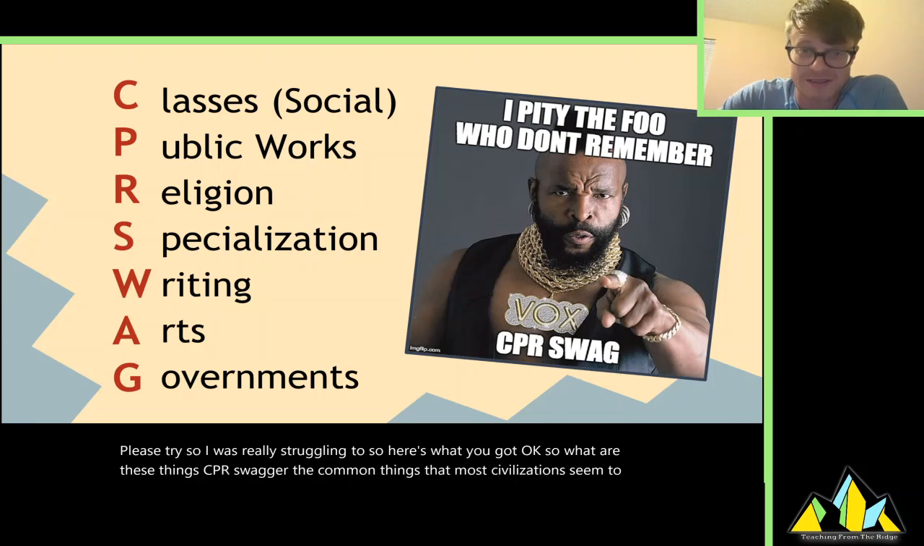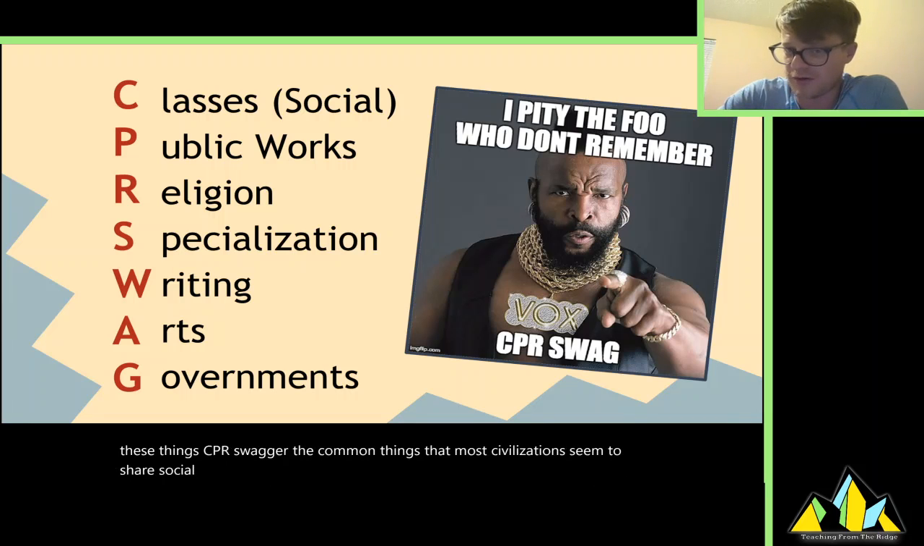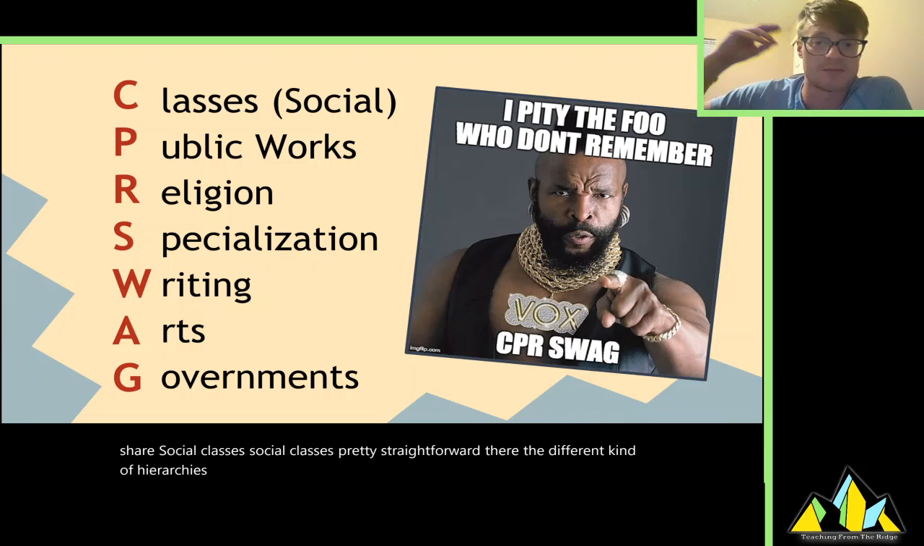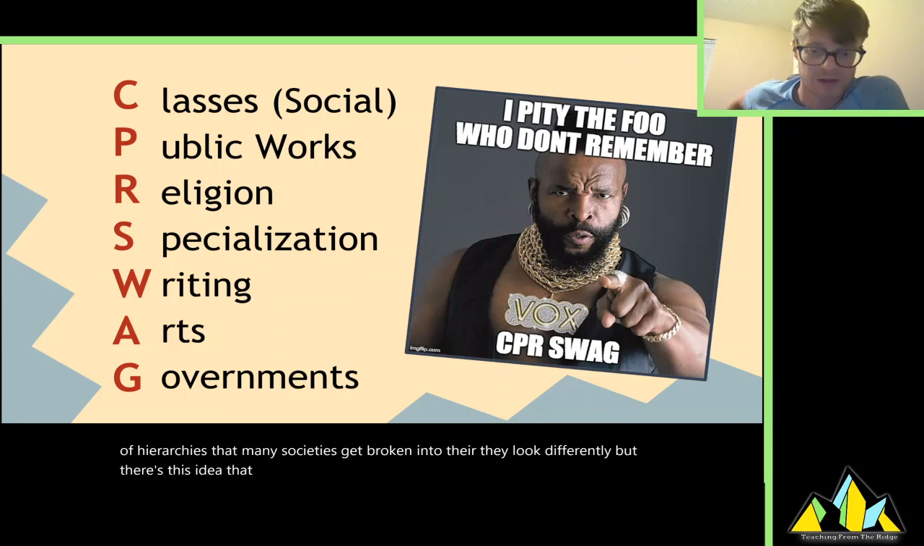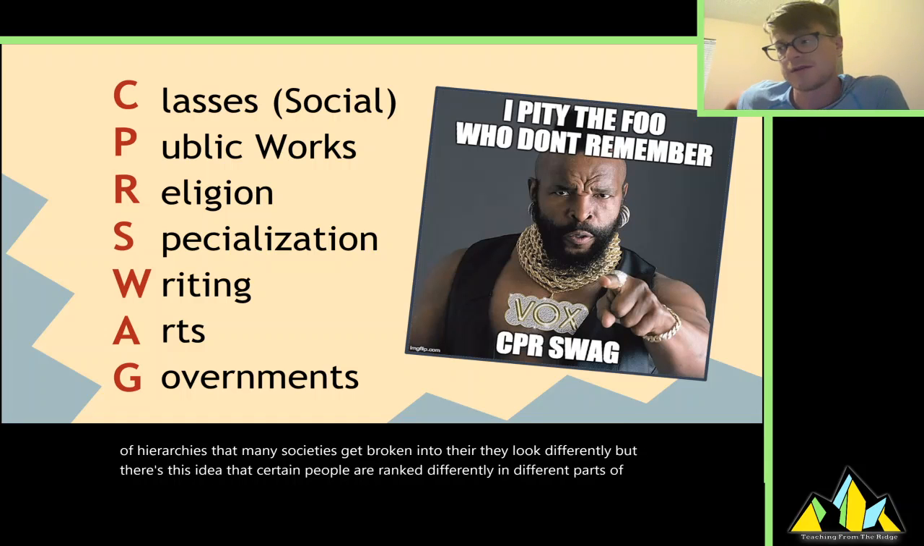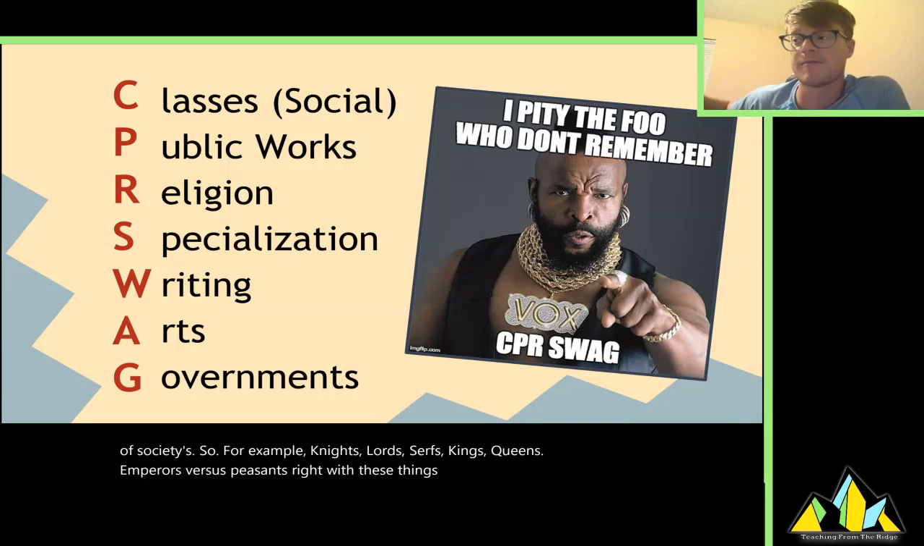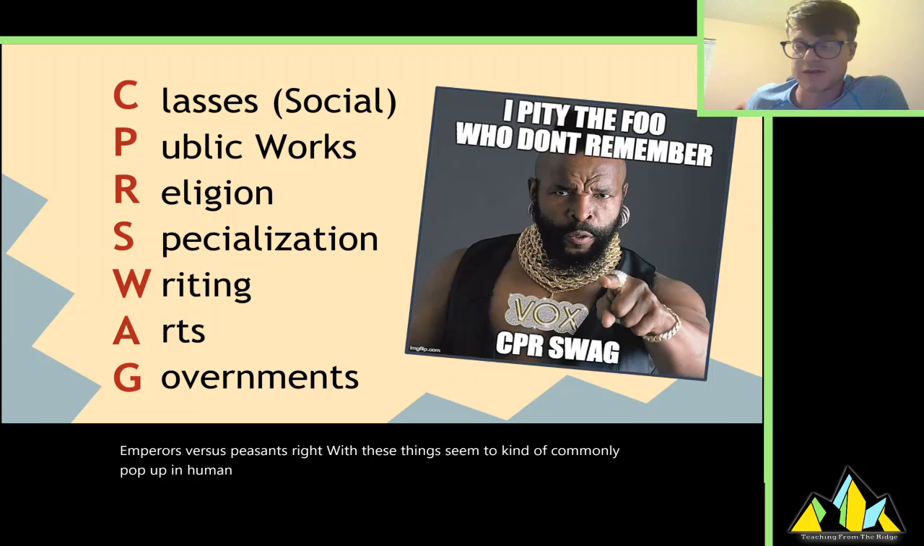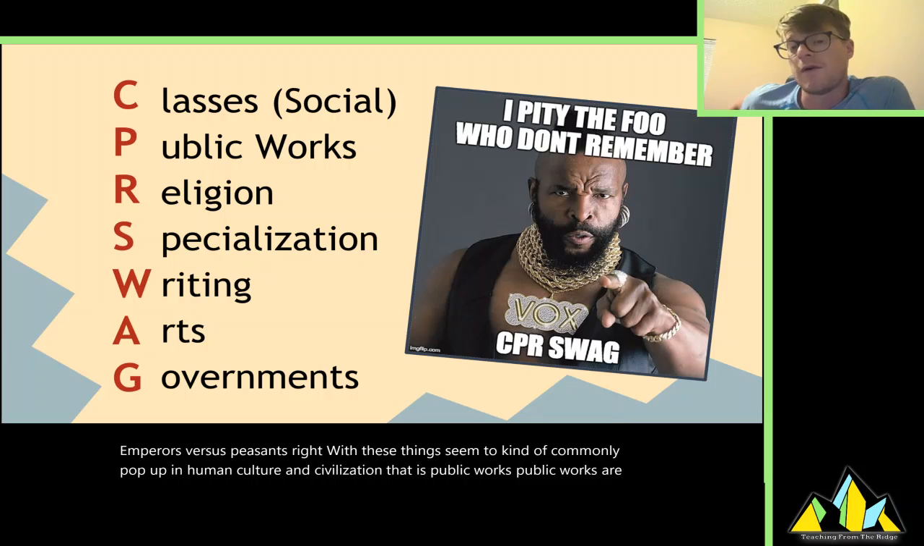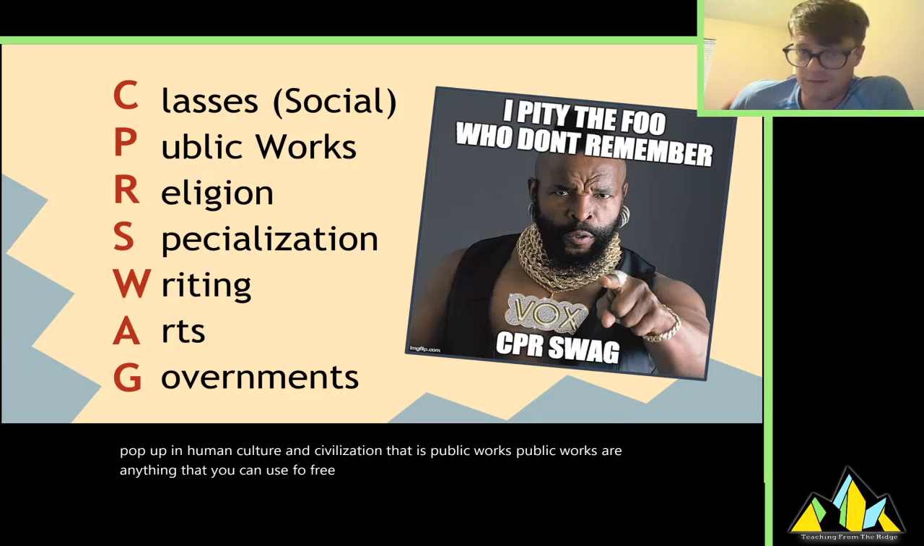Social classes. Social classes are pretty straightforward. They're the different kinds of hierarchies that many societies get broken into. They look different, but there's this idea that certain people are ranked differently in different parts of societies. So, for example, knights, lords, serfs, kings, queens, emperors versus peasants. These things seem to commonly pop up in human culture, in civilizations, that is. Public works. Public works are anything that you can use for free, or anyone can use for free.